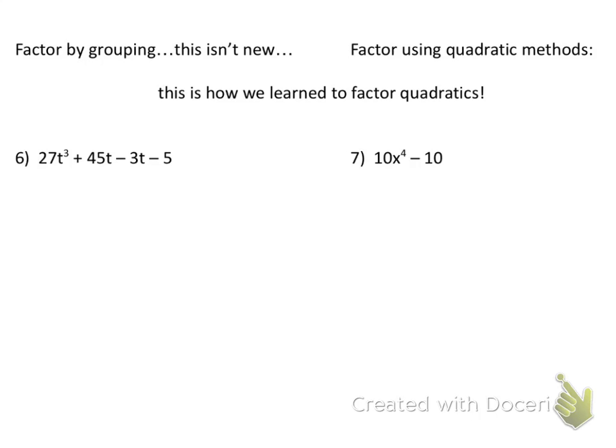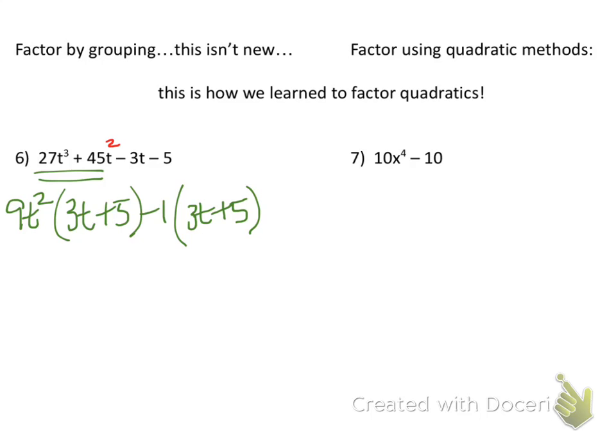First of all, I need you to correct in your notes. This should be a 45t squared. In case yours doesn't have that squared on it, make sure it does. And now we're going to look in the first 2 terms. The GCF that we can factor out of the first 2 terms is going to be 9t squared. We're going to be left with 3t plus 5. Now what can we factor out of negative 3t minus 5 so that we're left with 3t plus 5? And that would be a negative 1.